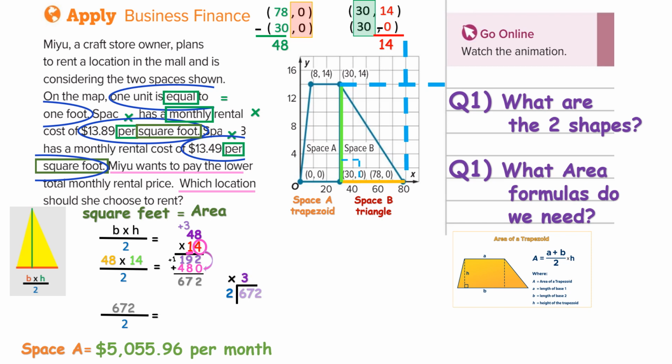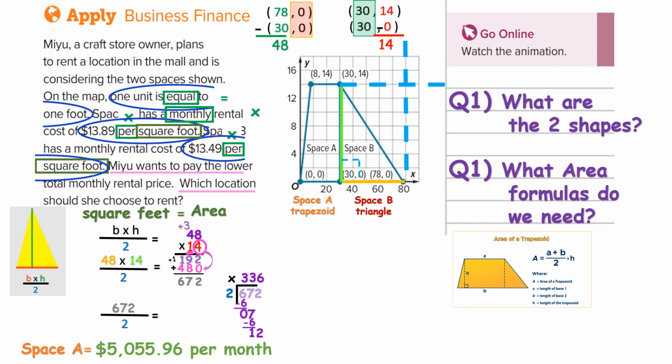672 divided by 2. 2 goes into 6 3 times, because 3 times 2 is 6. I don't have a remainder, so I bring down my 7, and 2 goes into 7 3 times. Well, 3 times 2 once again is 6. I get a remainder of 1 this time. I bring down my 2, and 2 goes into 12 6 times. So I find that my area of the triangle is 336.